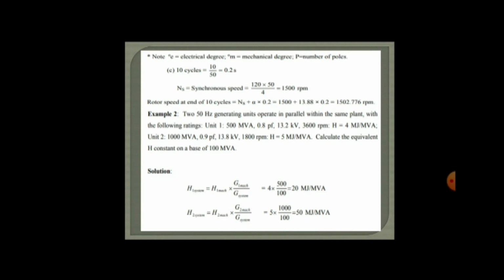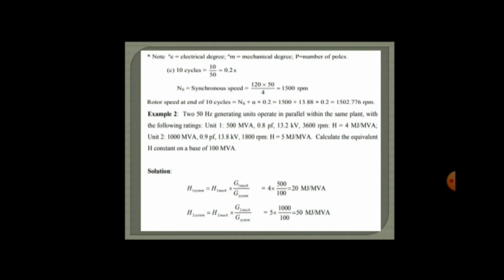So corresponding to unit 1, the rating is 1500 MVA and 0.8 power factor. Voltage is 13.2 kilovolts and speed is 3600 RPM. Inertia constant H is 4 megajoules per MVA. So this is corresponding to unit 1 details. Next, coming to unit 2, 1000 MVA, that is the rating. Power factor 0.9, voltage is 13.8 kilovolts, speed is 1800 RPM, inertia constant H is 5 megajoules per MVA.